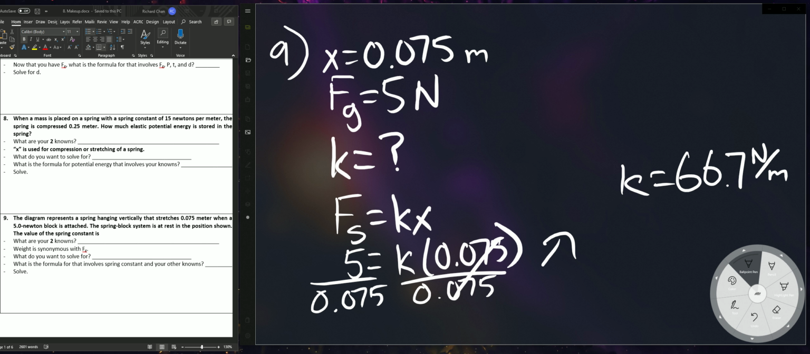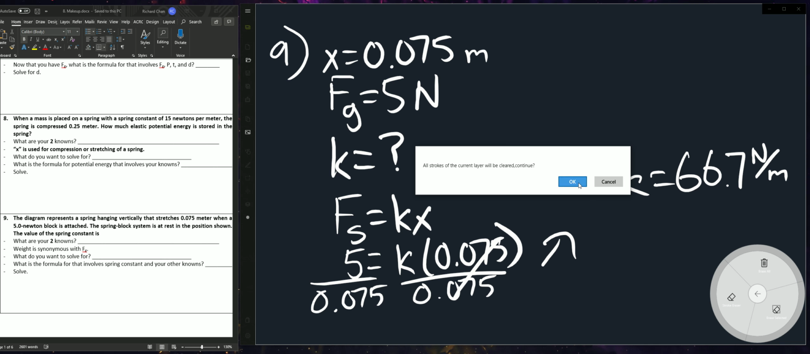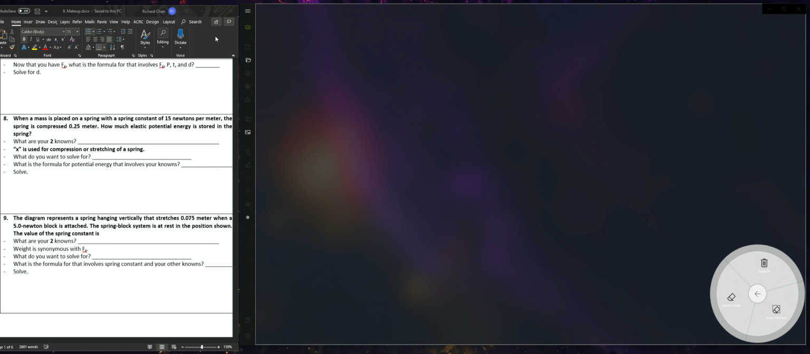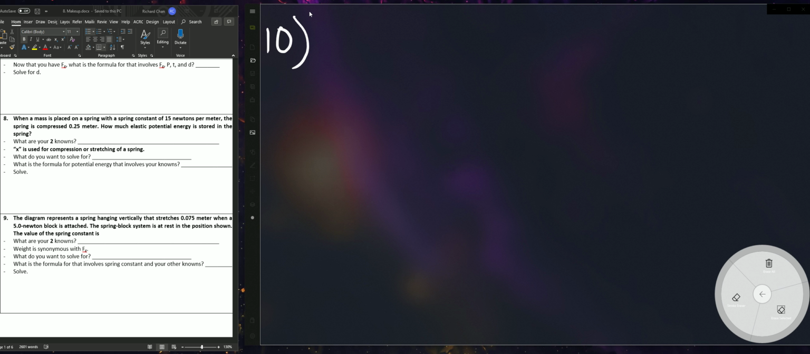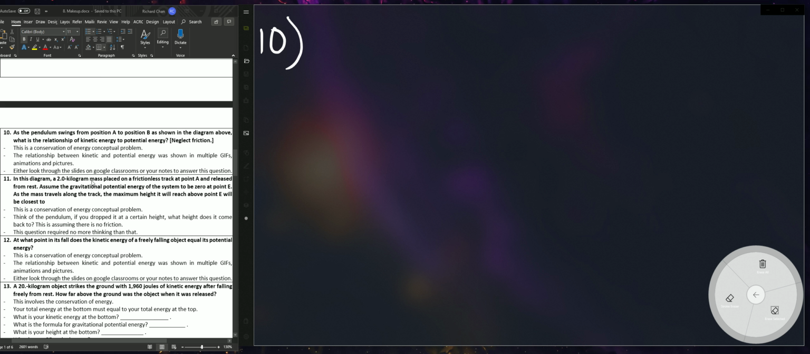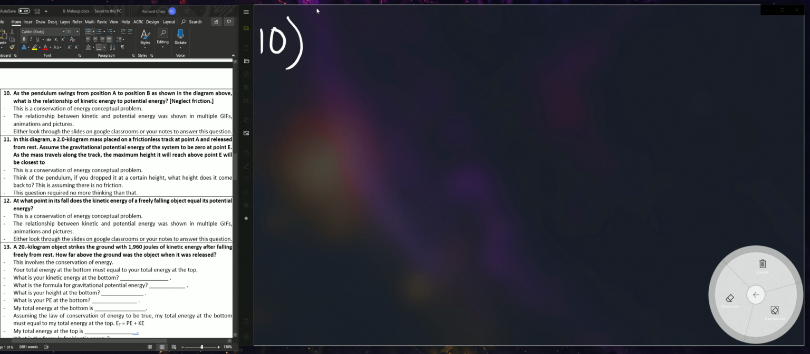Alright, let's go to number 10. As the pendulum swings from position A to B, what is the relationship of kinetic energy to potential energy? So again, this is a conservation of energy problem. Let me actually pull up the image. So again, we kind of covered this in the given. I showed you in the PowerPoint slides if you were paying attention, right?